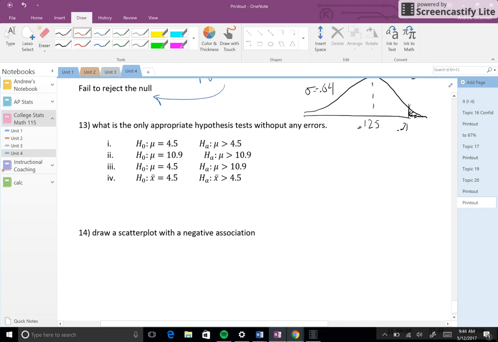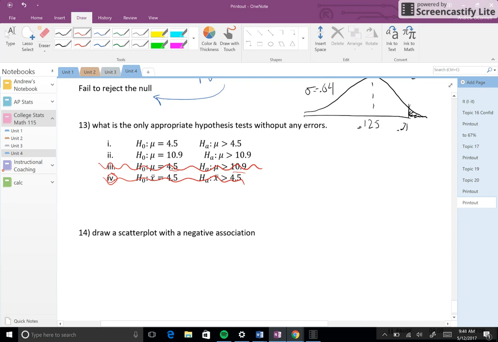The hypotheses are always supposed to be about a population. So number 4 right here, you should eliminate because X bar is part of a sample. Mu is part of the population. Also, like I said earlier, the numbers have to be the same. So you could also eliminate number 3.